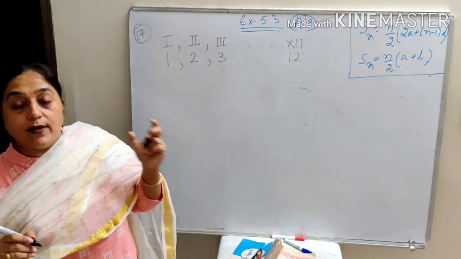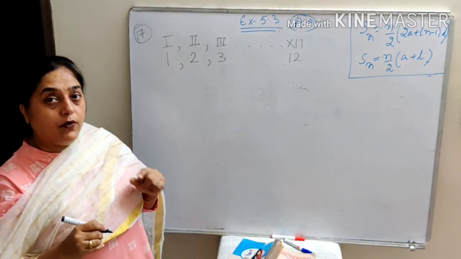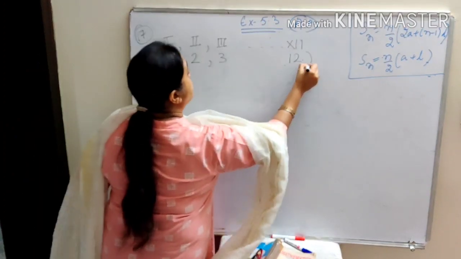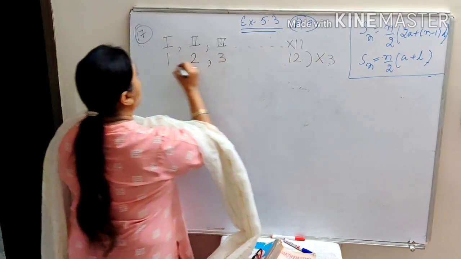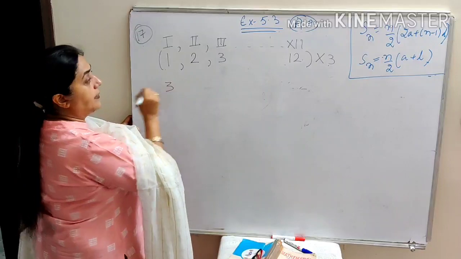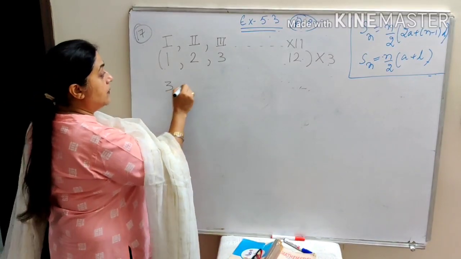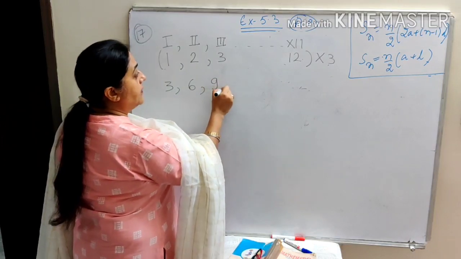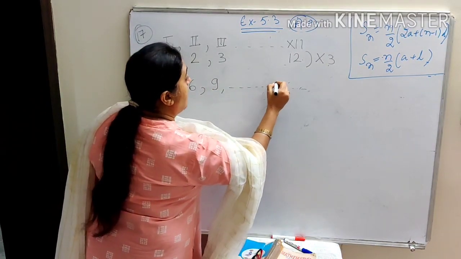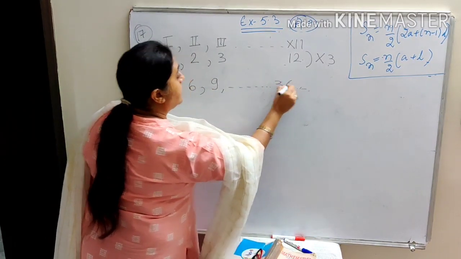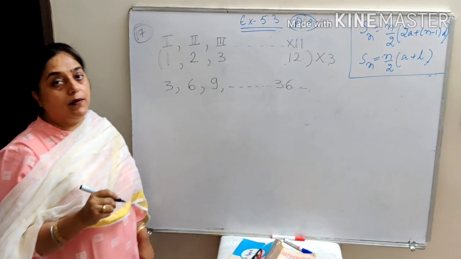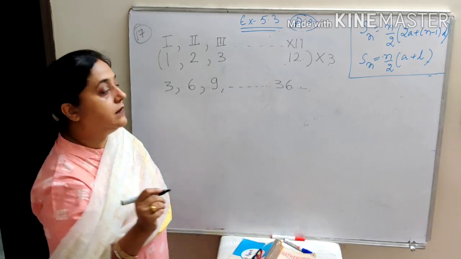Now, the question is not over here. One more thing. Every class has 3 sections. Every class has 3 sections means class 1 will plant 3 trees, class 2 will plant 6 trees, class 3 will plant 9 trees, and so on. So class 12th will be planting 36 trees. Now you have to find out the total number of trees planted by the school.